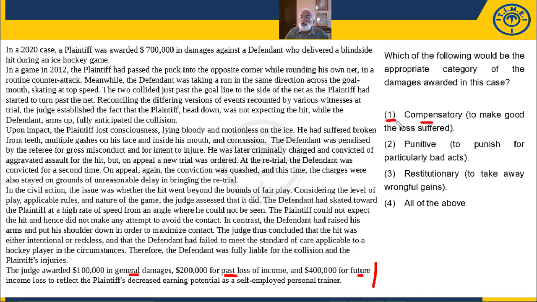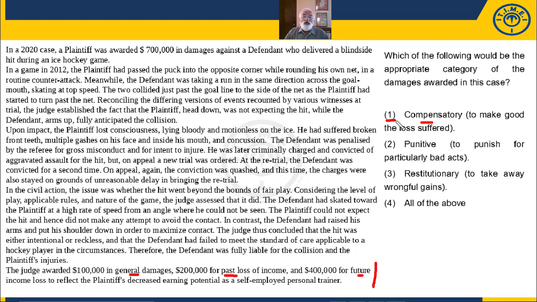Are the damages punitive? Now, punitive damages would mean damages which are heavy, for the sole purpose of delivering a lesson. We are not told from the conversation or from the discussion here that the judge really wanted to teach the person a lesson. That is not the case. So we are not looking at punitive.